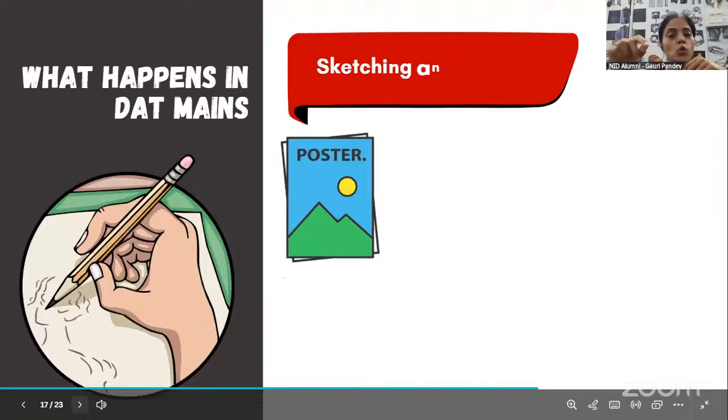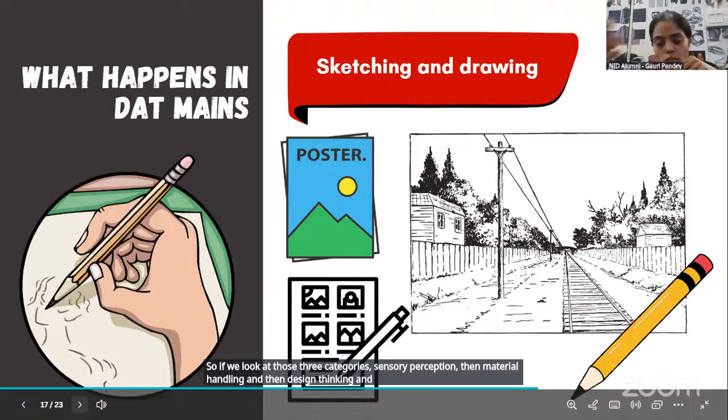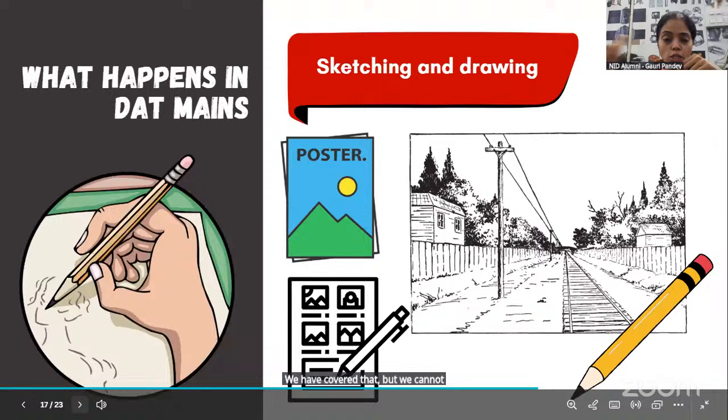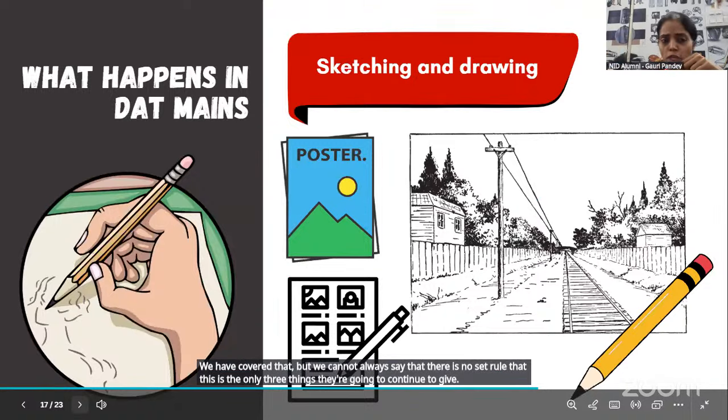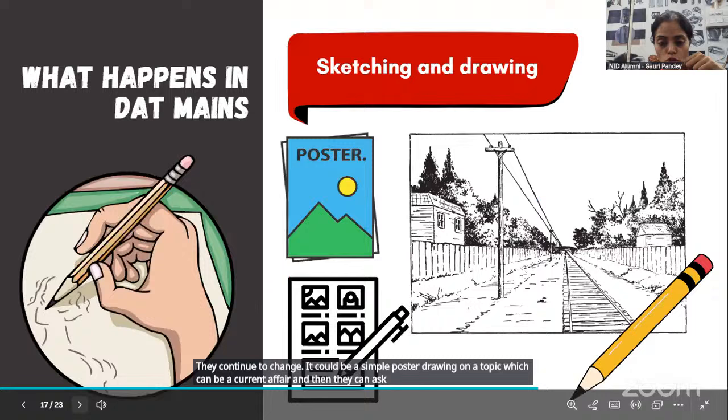So if we look at those three categories, sensory perception, material handling, and design thinking and scenario-based questions, we have covered that. But there is no set rule that these are the only three things they're going to continue to give. They continue to change. It could be a simple poster drawing on a topic, which can be a current affair, and then they can ask you to draw an A3 size big poster using color.